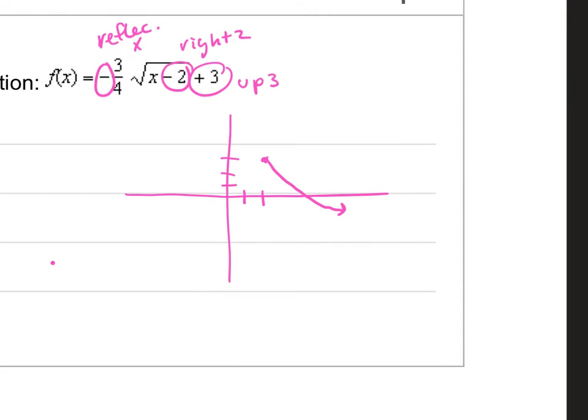So what is our domain and what's our range? So what is our smallest x value for our domain? Two. And then what's our largest x value? So 2 to infinity. And then for our range, what's our smallest y value?